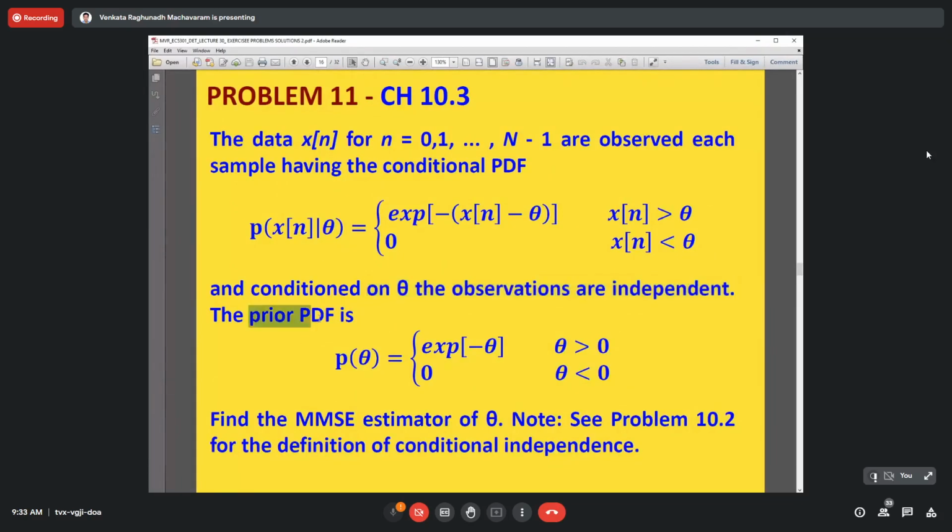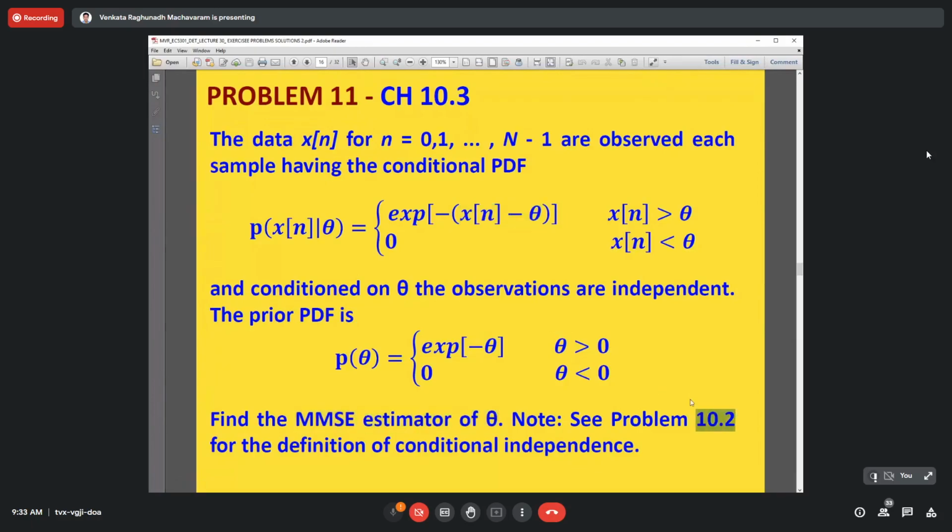So what is the prior PDF? The prior PDF for the parameter is exponential. The conditional PDF is exponential. That is also exponential. Naturally, xn is theta plus Wn, so Wn would be xn minus theta. So find the minimum mean square error estimate.